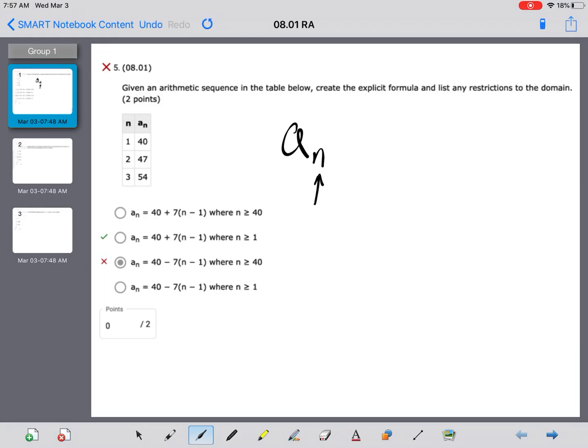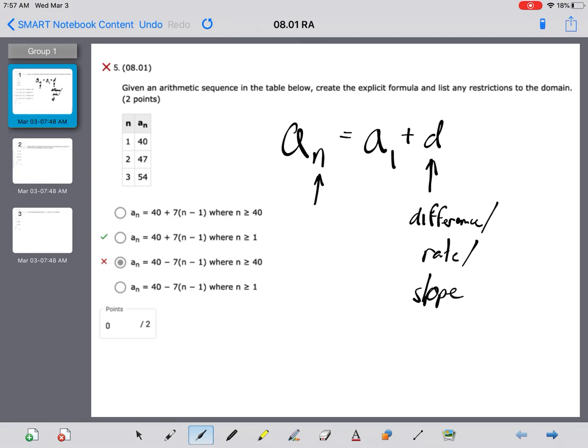So I think of a as the amount. The amount for the nth term equals the amount a, the amount of the first term, plus whatever your rate is. And so they've been using d for difference, the difference in the terms, rate, slope. Slope. But you're building off of the first term. So you have to take the number of terms minus 1.